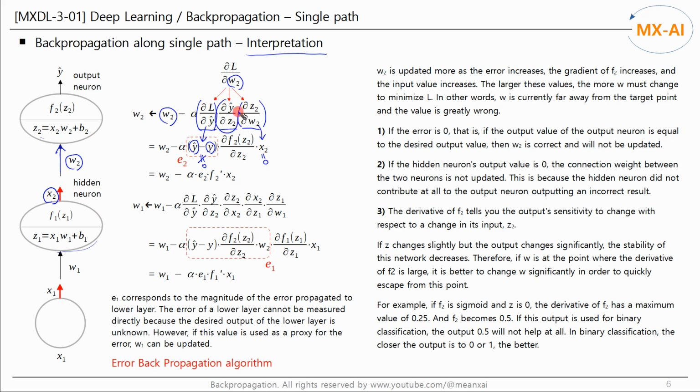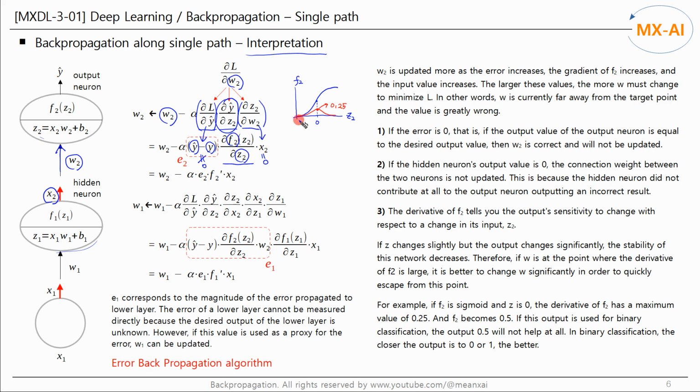Finally, the second derivative in the chain is the derivative of the activation function f2 of the output layer. The derivative of f2 tells you the output sensitivity to change with respect to a change in its input, z2. If z2 changes slightly, but the output changes significantly, the stability of this network decreases. Therefore, if w is at the point where the derivative of f2 is large, it is better to change w significantly in order to quickly escape from this point.